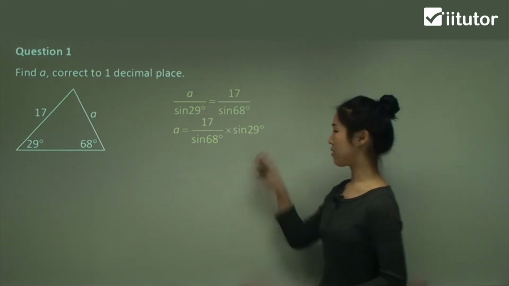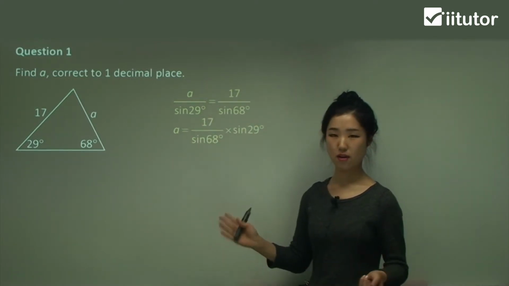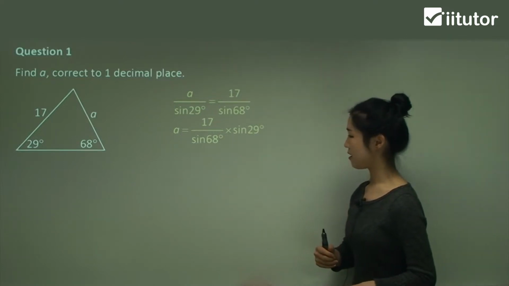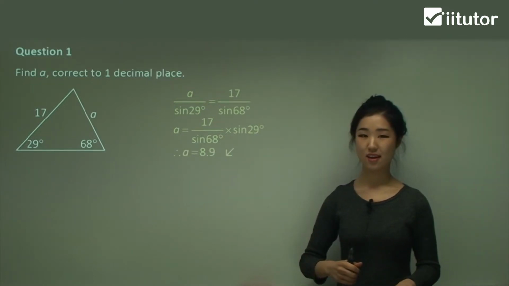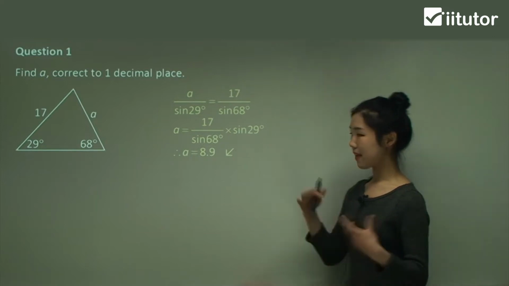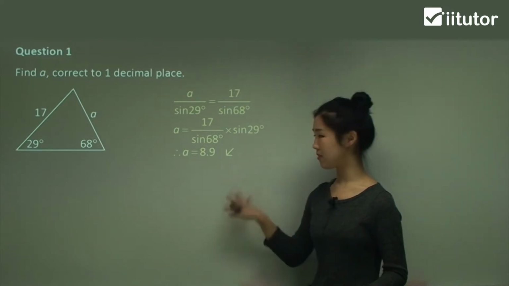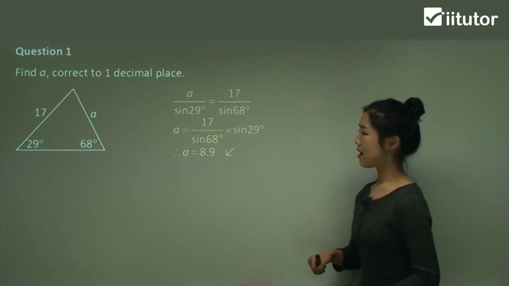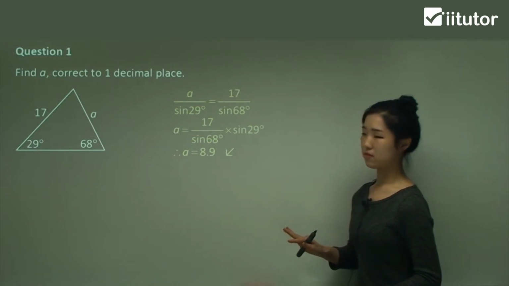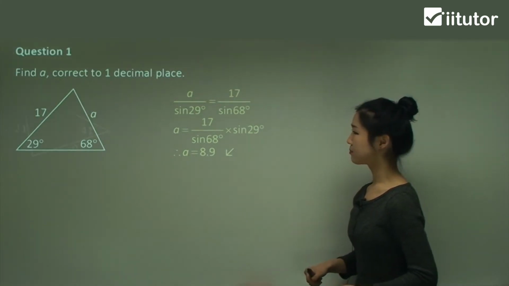All you need to do now is put that into your calculator straight away, but just be careful, and you should get 8.9 to one decimal place. And that's it, very easy, as long as you memorize it, very, very simple steps. Okay, that was question 1, hope that was understandable.